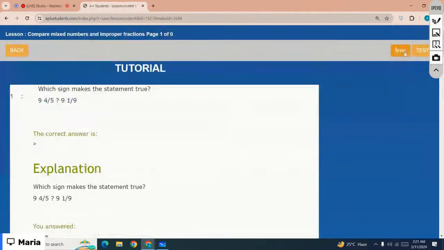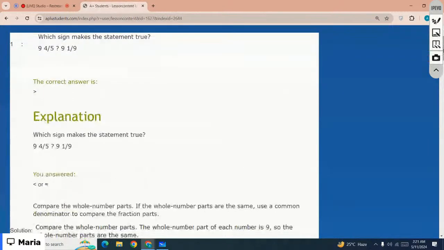Okay, which sign makes the statement true? You have 9 whole 4 by 5 and 9 whole 1 by 9. The first thing is you have to use the whole numbers, right? So the whole numbers of both the fractions are same, right? Now you have to see the fractional part. You have 4 by 5 and 1 by 9, right? You have to use the common denominator method. You cannot compare them like this. You have to make the denominators same first, and then you have to compare.